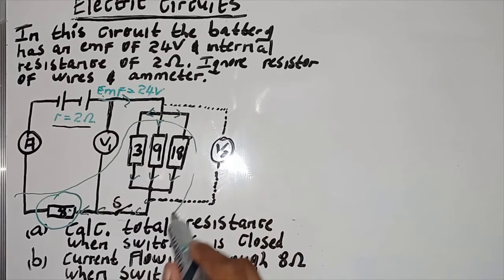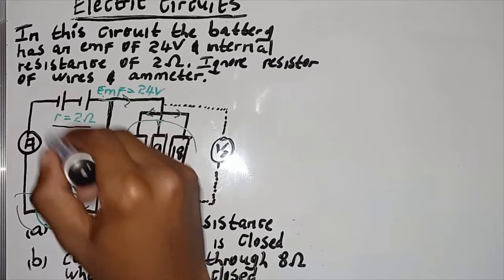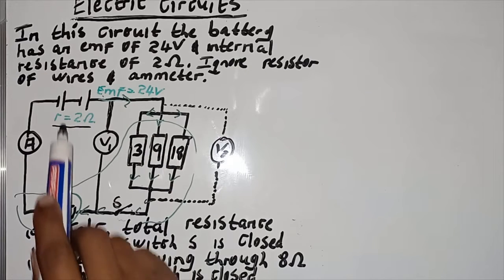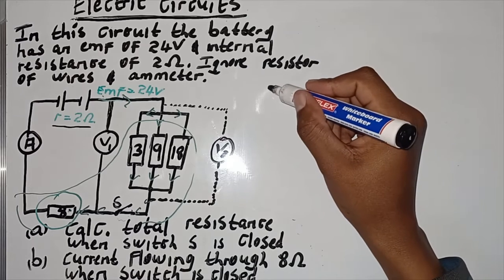So this is what is known as the external circuit, because we have external resistors. We also have the internal resistor of our battery. So the battery has resistance also, which is known as the internal resistance. Okay, so we want to know what is the total resistance when switch S is closed. Okay, so number A.